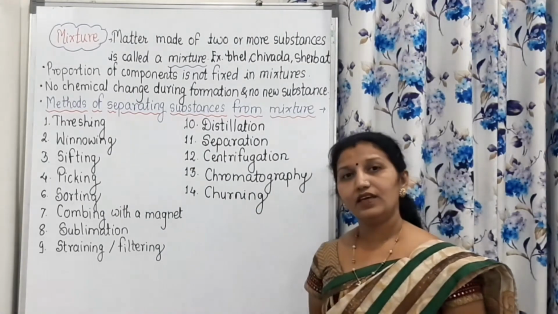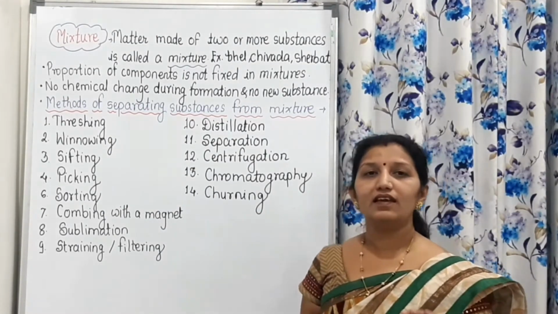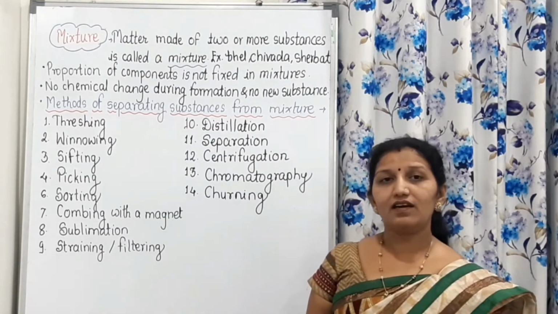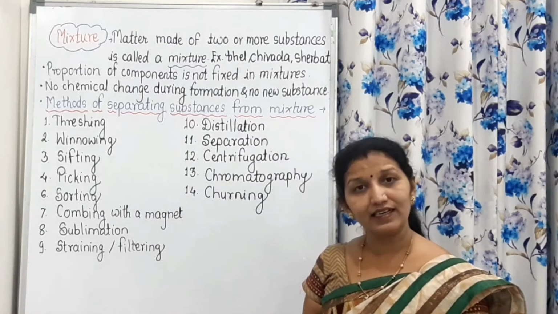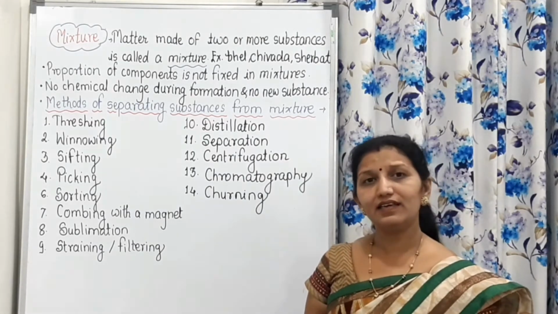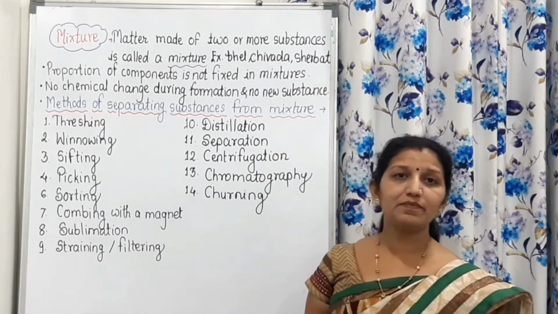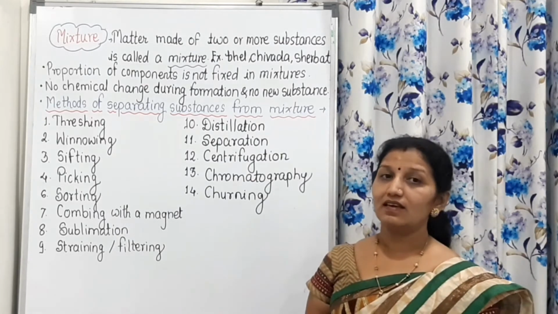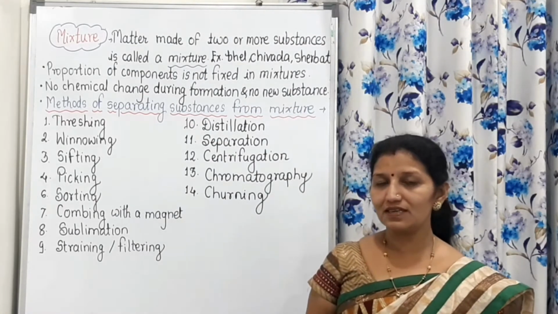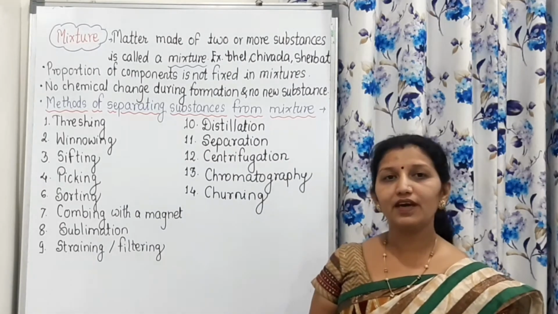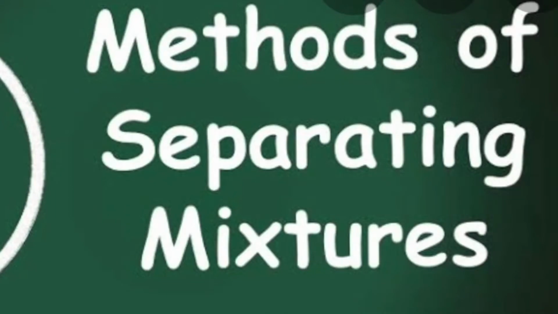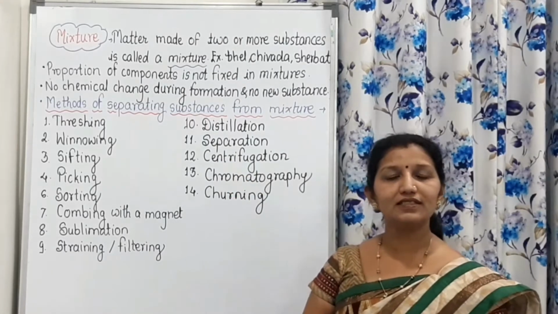Then there is no formation of a new substance also. Sometimes in some mixtures, unwanted substances get added unknowingly, or they are added to decrease the quality and increase the profit. At that time, what is our duty? We have to separate these unwanted substances. Sometimes adulteration is done to increase the profit and decrease the quality of the mixture, and we have to separate them.